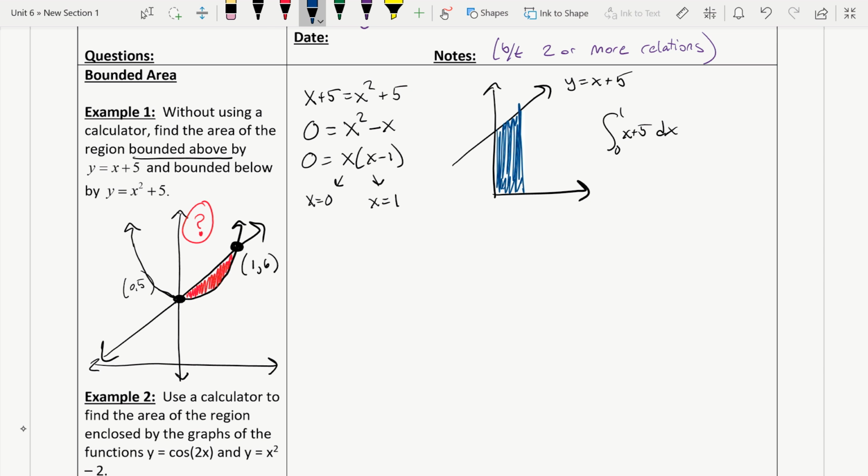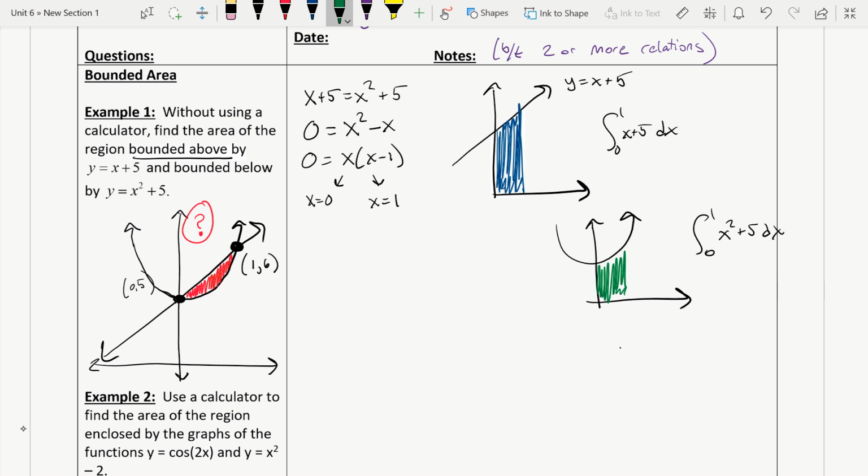And then, if we were to separately integrate, actually, I want a little more room here in the future. I'm going to move this over here. If we were to separately integrate this one, the quadratic from 0 to 1, x squared plus 5, we would get this area. Well, since we really want this stuff that's in between the two, good news, we're just going to subtract these.